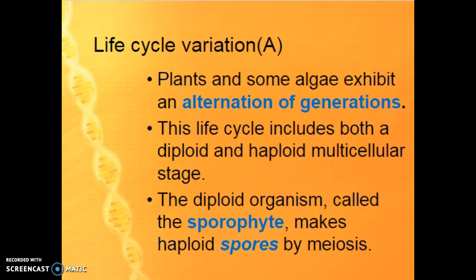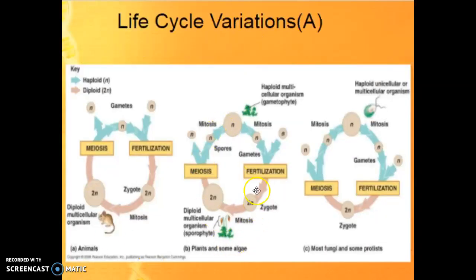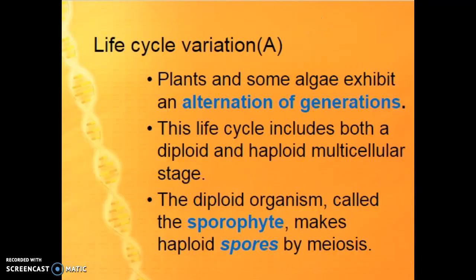Plants and algae exhibit alternation of generations, so that's going to involve the spores and the sporophytes that I was talking about earlier. The life cycle as a whole is going to include both the diploid and haploid multicellular stage. So that's what we're seeing right here, and I'll provide some more information on that in a subsequent lecture.